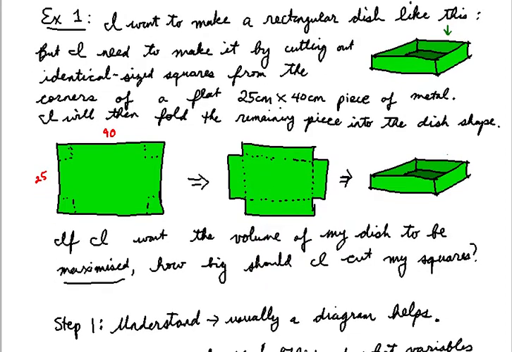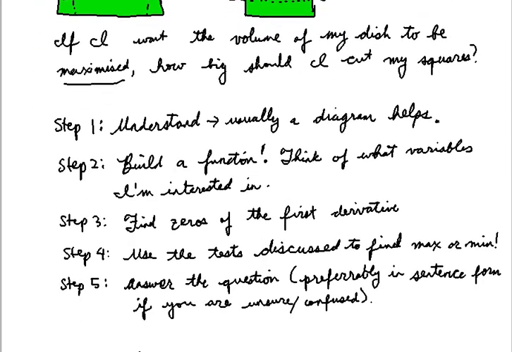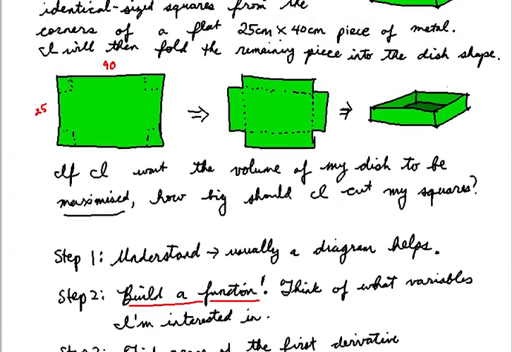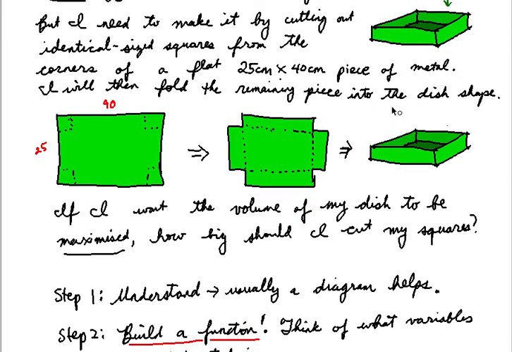There are several steps here to do this, and this is an outline of how to do optimization problems. But in essence, what I need to do first is build a function. That's going to be my key step. You need to be able to extract the appropriate information here and build a function that relates the two variables that are present in the problem.